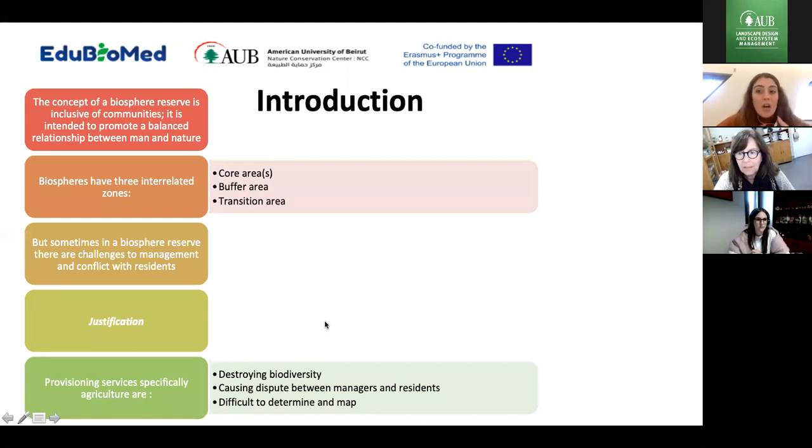So what are biosphere reserves? The concept of a biosphere reserve is inclusive of communities to promote a balanced relationship between man and nature. And as we all know, biosphere reserves have three interrelated zones. We have the core area or areas, because a biosphere reserve can have more than one core area, a buffer area, and a transition area. However, sometimes we see that in biosphere reserves there are challenges to management and conflicts between managers and residents. And why is that so? If we look at services, specifically in agriculture, we can see that these ecosystem services are destroying biodiversity, causing disputes between managers and residents, and it is difficult to determine and map such ecosystem services.